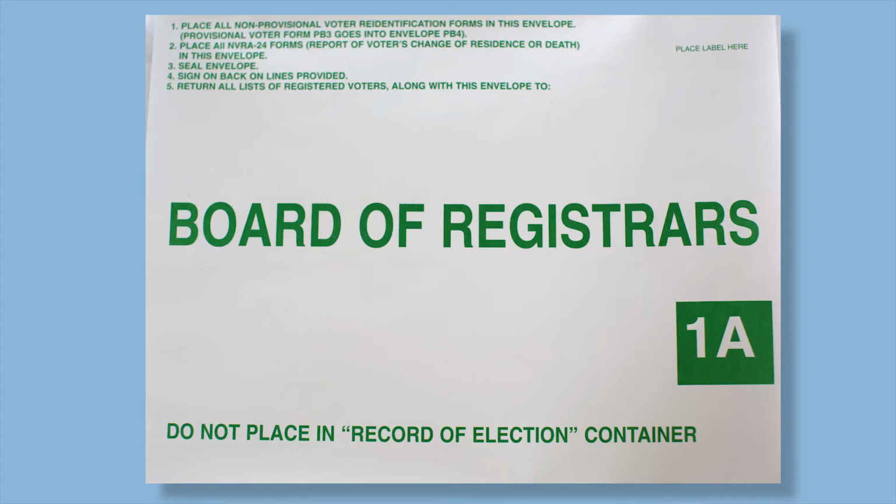Once the verification is filled out, make sure you wrote down the name of the registrar you spoke with, and on the back of the form, there is a box that says verification of voter. You must list the name of the registrar that authorized that process. Place that in your Board of Registrars envelope, which is the only envelope with green print on the exterior, so that can be returned to the registrars after the election.